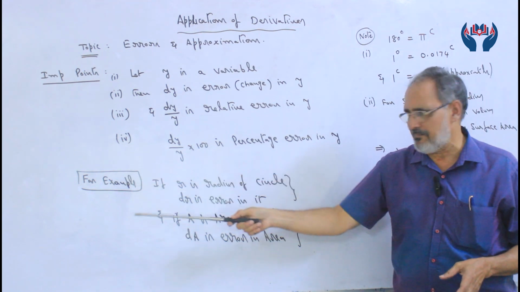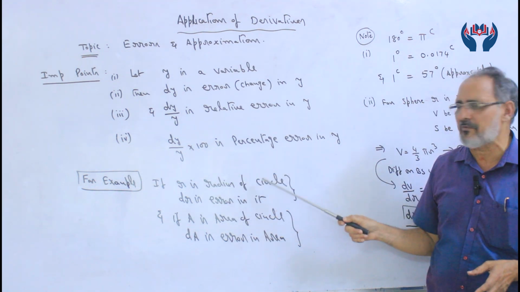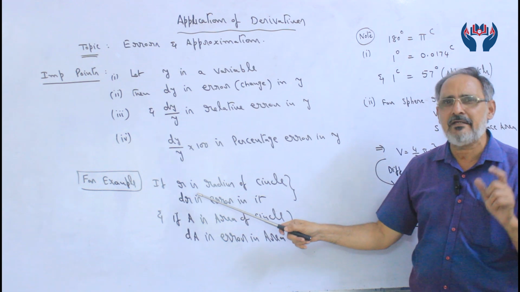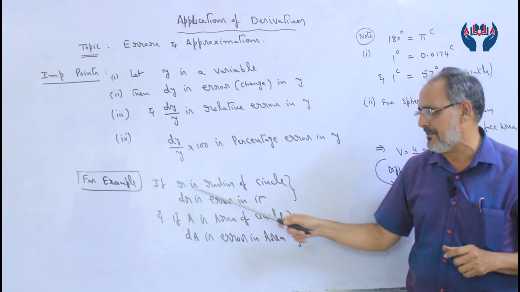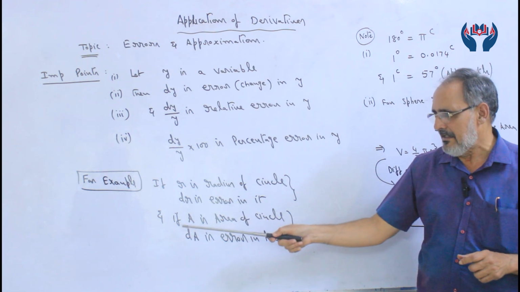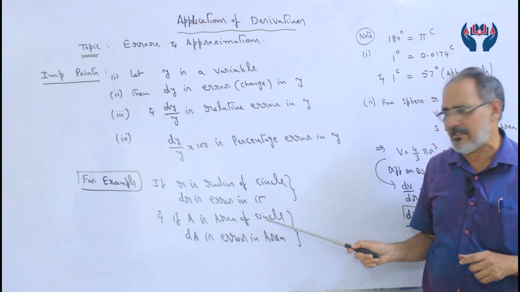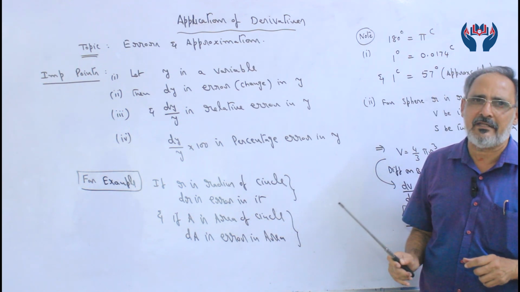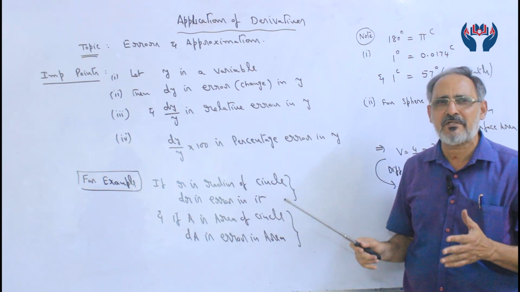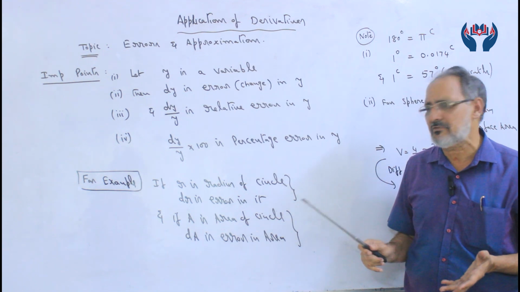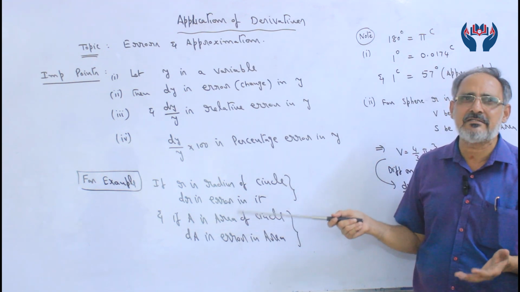Follow? For example, if r is the radius of a circle, the error in it or change in it is dr. dr is the error in radius. If A is the area of the circle, dA is the error in area. If V is the volume of the sphere or any closed figure, then dV is the error in it.